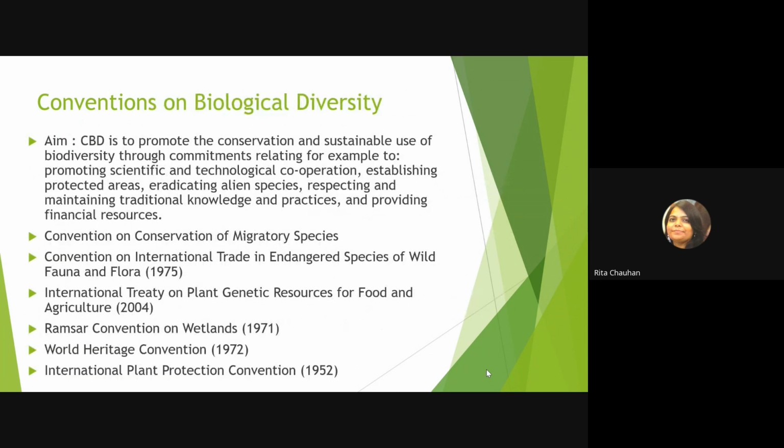Then we have the Convention on Biological Diversity. The Convention on Biological Diversity looks into the conservation and sustainable use of biodiversity, and it also has a provision to promote scientific and technological cooperation. So we have several different acts which come under this Diversity Act, and one of these is the Convention on Migratory Species, then the Ramsar Convention on Wetlands, then the World Heritage Convention, and the International Plant Protection Convention.